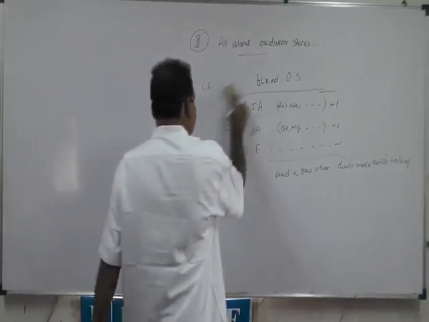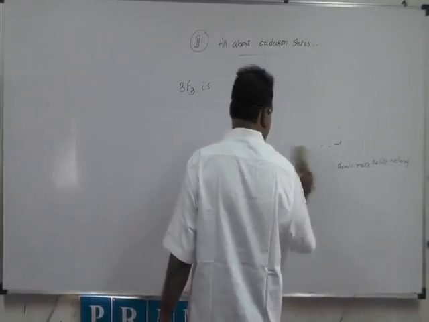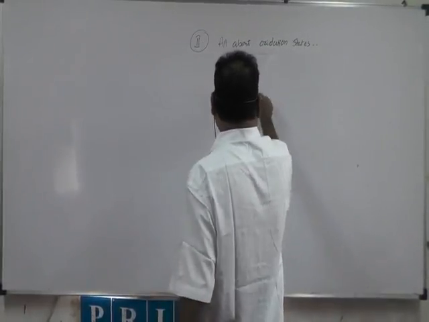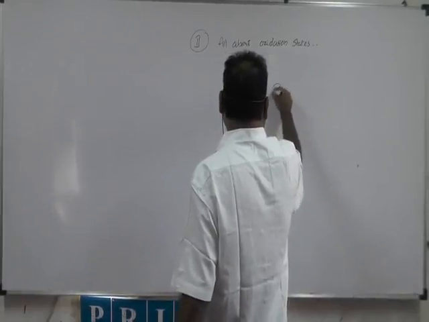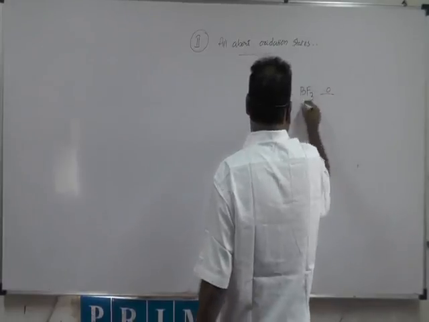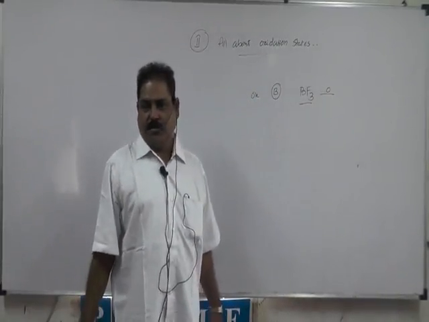My question is wrong rather. My question itself is wrong. Number of lone pairs on boron in boron trifluoride, that's what I should have asked. Zero. But instead, I just asked number of lone pairs, carelessly, a little carelessly.